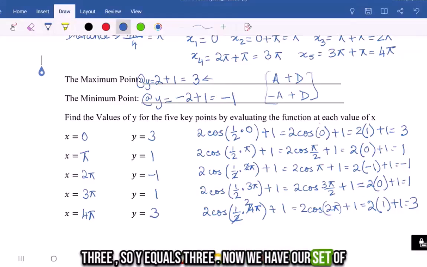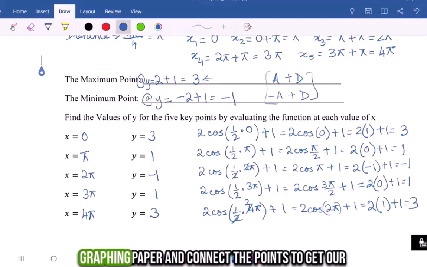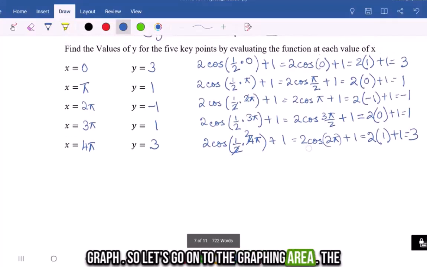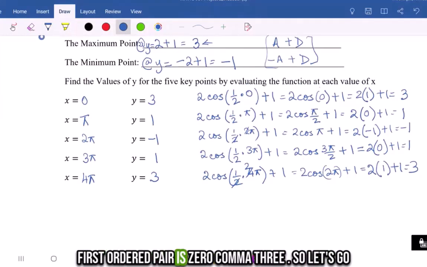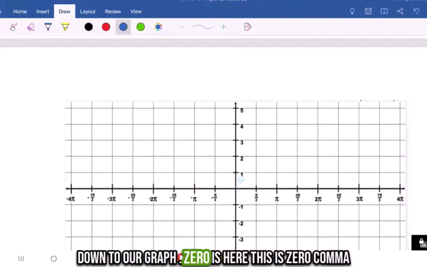Now we have our set of ordered pairs that we are going to plot on the graphing paper and connect the points to get our graph. So let's go on to the graphing area. The first ordered pair is 0, 3. So let's go down to our graph. 0 is here. This is 0, 3.